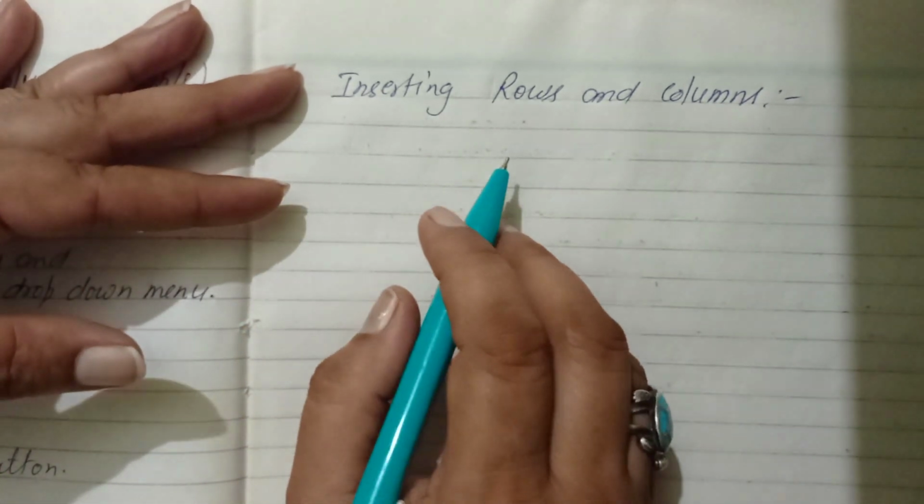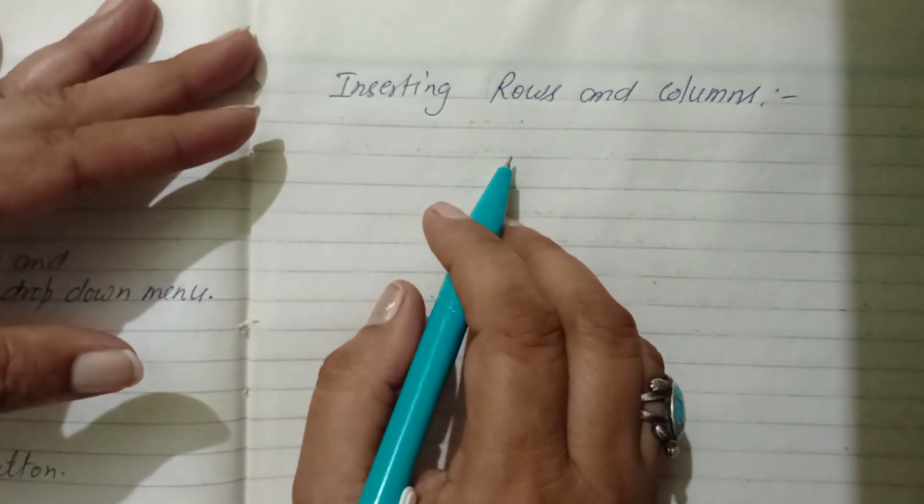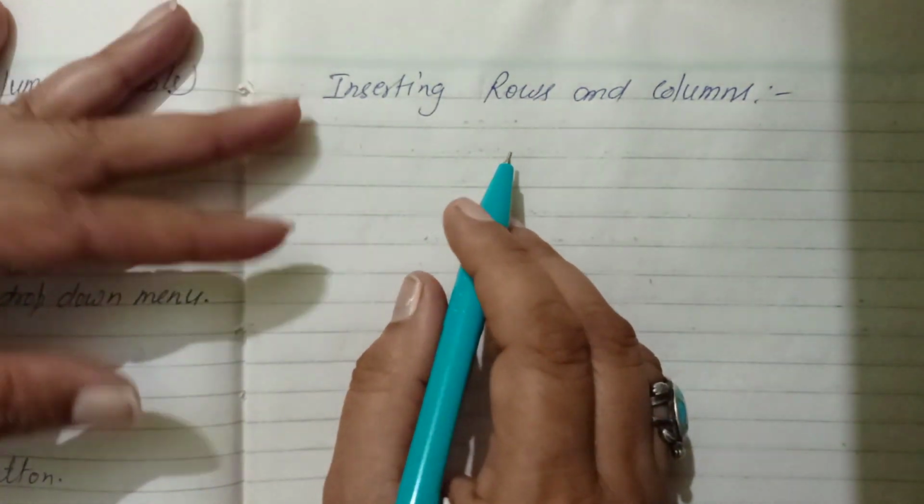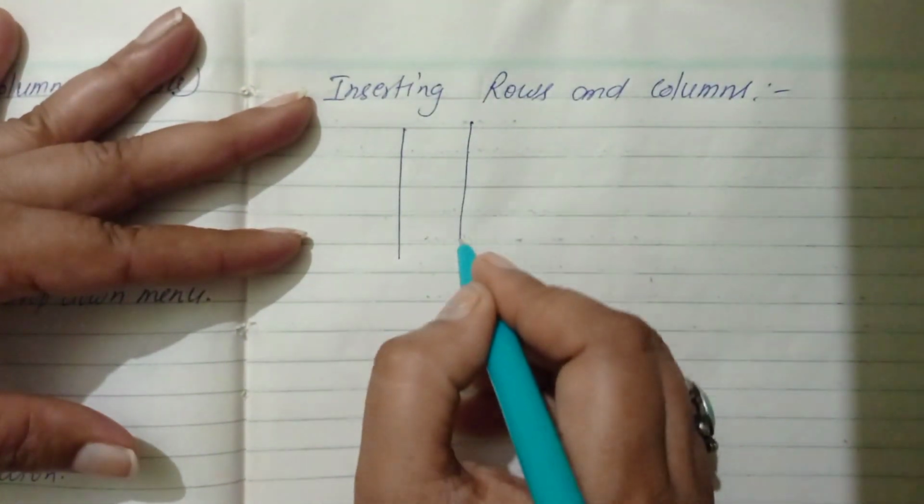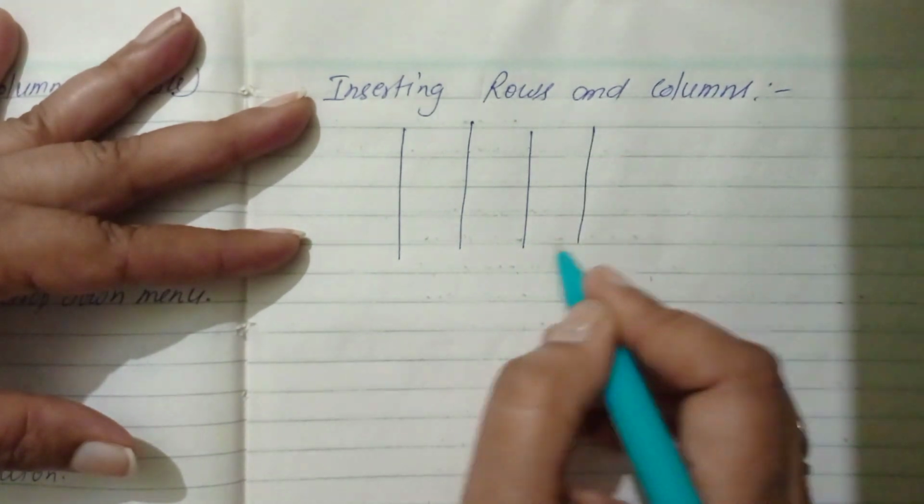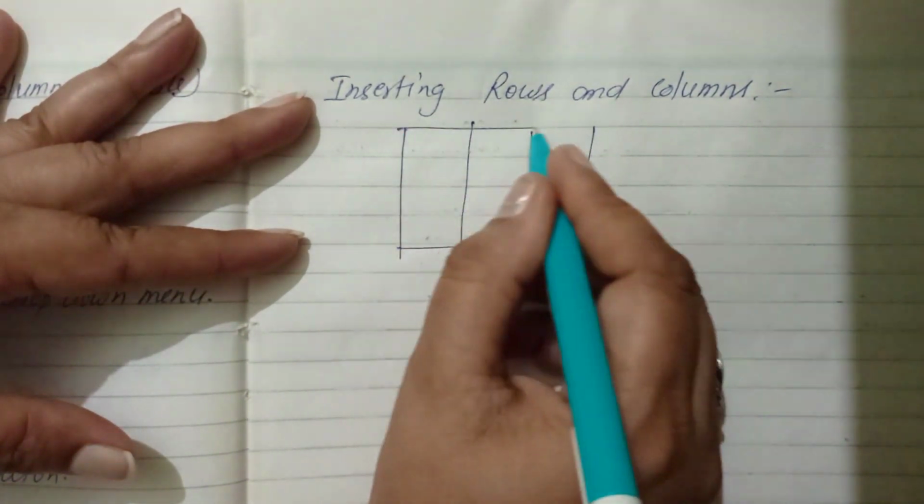First of all, students, we have to place the cursor at that point where we want to insert the new row. Suppose this is our table. In it we have to insert one more new row.